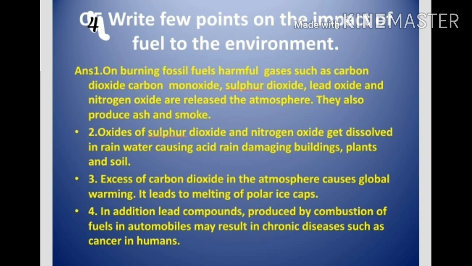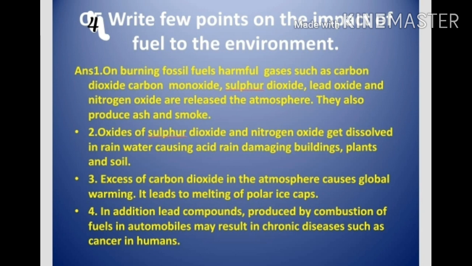Second point is oxides of sulfur and nitrogen. When these oxides are released into the atmosphere, they dissolve in rainwater and cause acid rain, which damages buildings, plants and soil. Third point is excess of carbon dioxide in the atmosphere. Carbon dioxide is also released by the burning of fossil fuel. This excess of carbon dioxide causes global warming. Because of global warming, the temperature of the earth increases and leads to melting of the polar ice caps and flood situations.